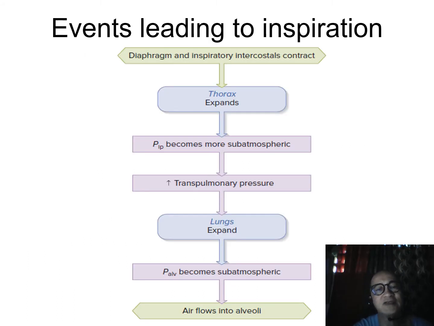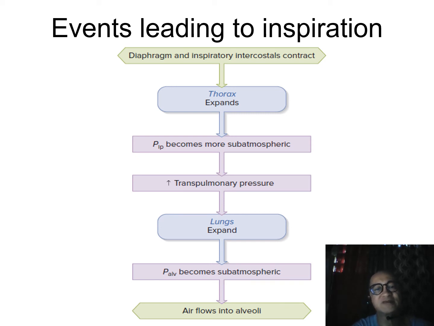The events leading to inspiration start with this. Inspiration is initiated by neural signals to the respiratory muscles. The signals come from the medulla oblongata of the brain. These signals induce contraction of the diaphragm and the external intercostal muscles located between the ribs. The diaphragm is the most important inspiratory muscle that acts during normal quiet breathing. When the motor neurons within the phrenic nerves innervating the diaphragm are activated, this causes the diaphragm to contract. Its dome moves downward into the abdomen, enlarging the thorax.